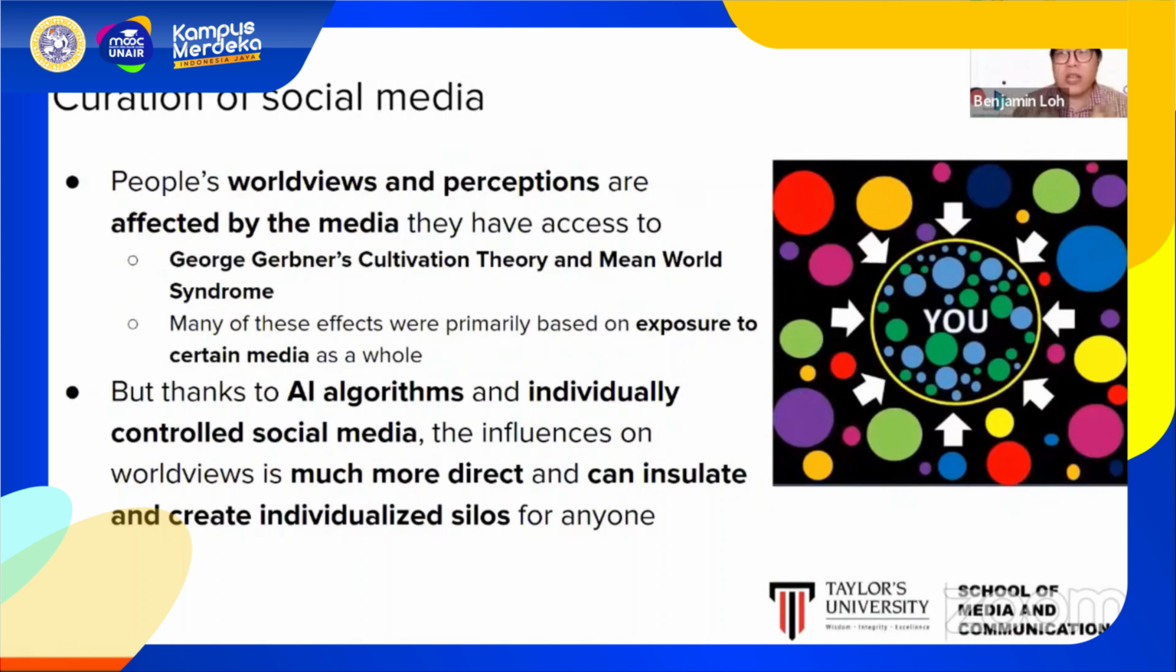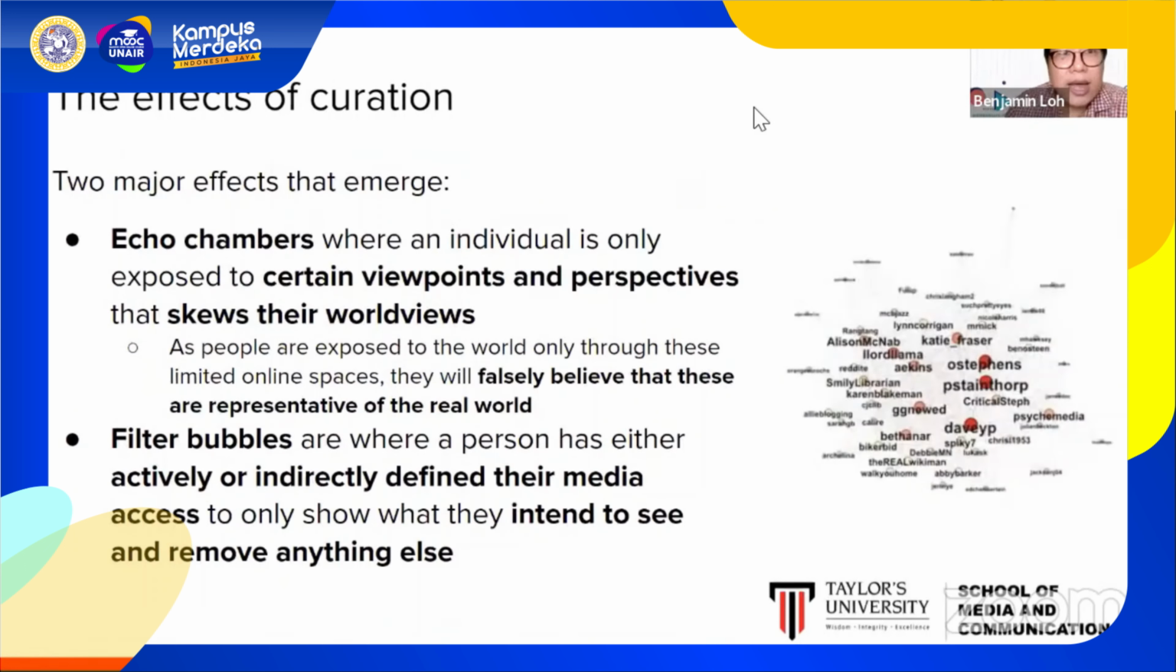And while in your head you feel that, oh, I'm still exposing myself to everything, again, AI, big data, all these technology giants, they are controlling what you're actually seeing. People are inadvertently creating individualized silos for themselves, meaning this is the little bubble that they live in, and they are not aware that it's actually a small portion of the rest of the world. And this is basically where we come to the two major effects, which are echo chambers and filter bubbles.